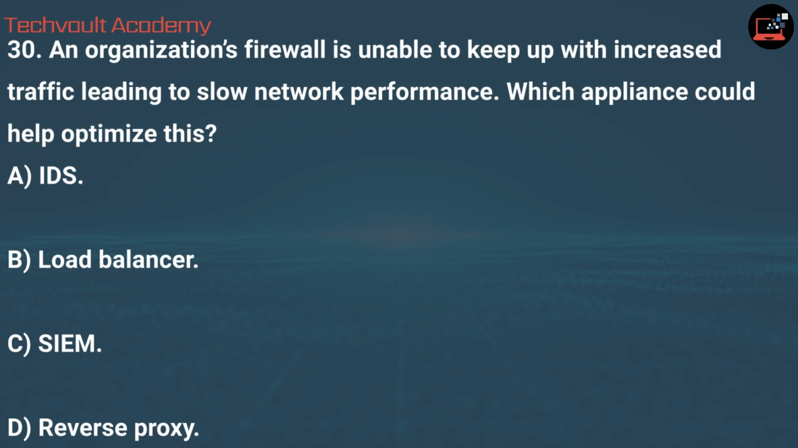30. An organization's firewall is unable to keep up with increased traffic, leading to slow network performance. Which appliance could help optimize this? A. IDS, B. Load balancer, C. SIEM, D. Reverse proxy.